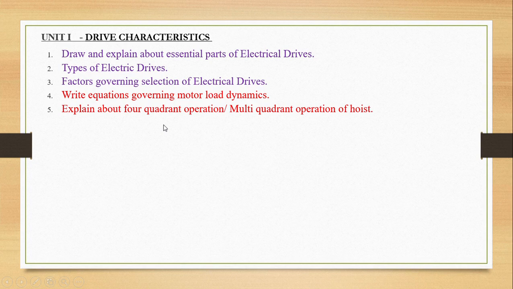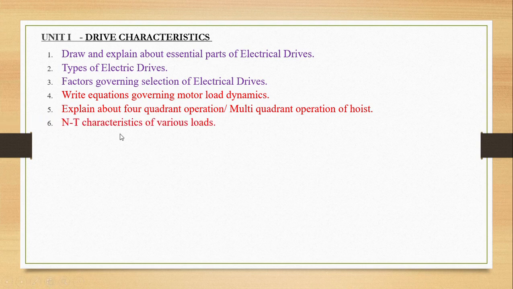Then explain about 4-quadrant operation or multi-quadrant operation of hoist. Yes, speed torque characteristics for 4-quadrant operation. Hoist should be drawn there, and the direction of speed, motoring torque, braking torque should be indicated in every quadrant.